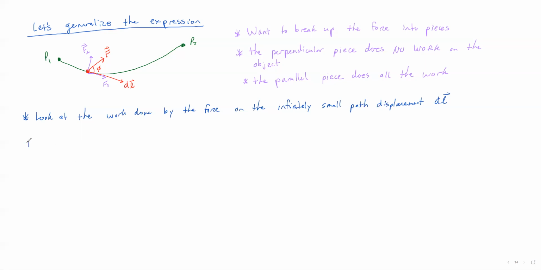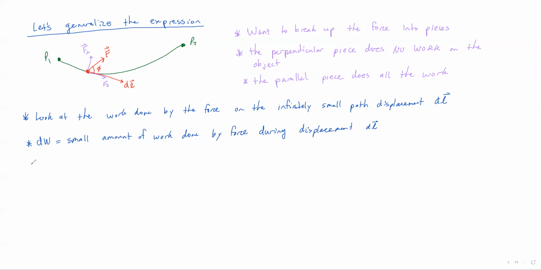Because that's how I know what to do. So I'm going to come up with this variable dW. That's going to be the small amount of work done by the force during displacement dl. What I want you to get used to is the language: amount of work done during displacement, okay?